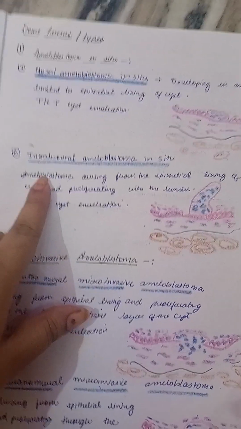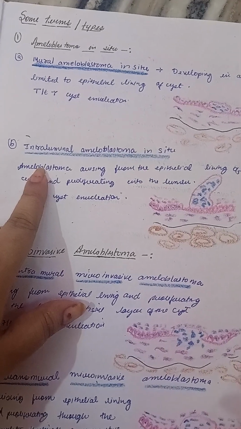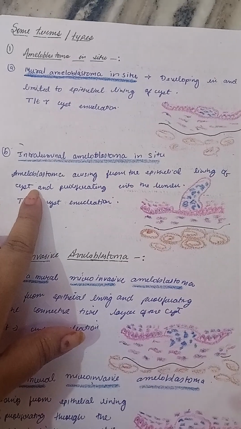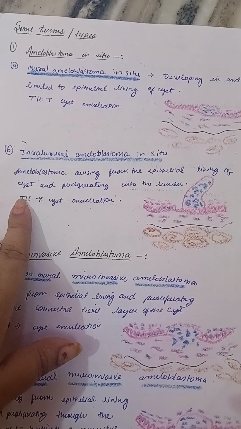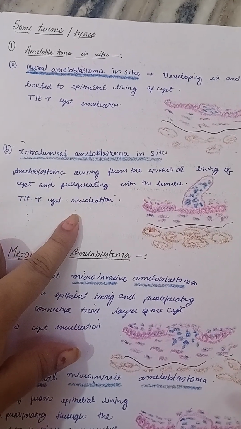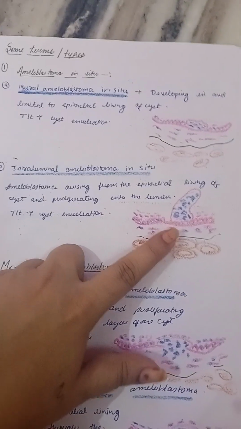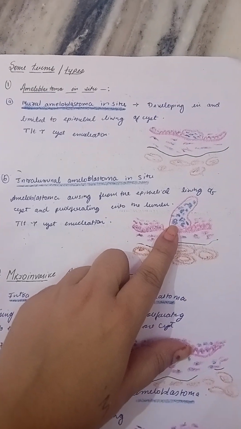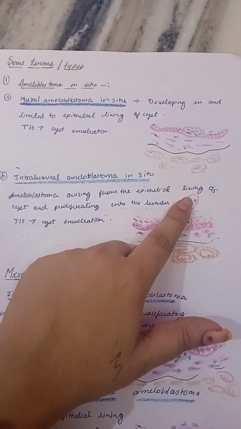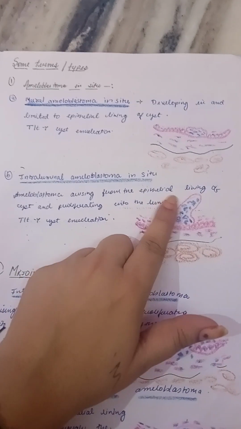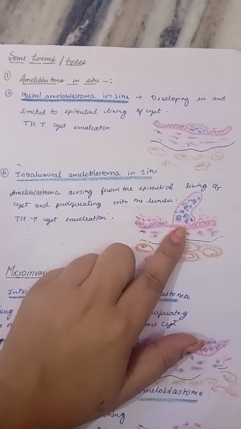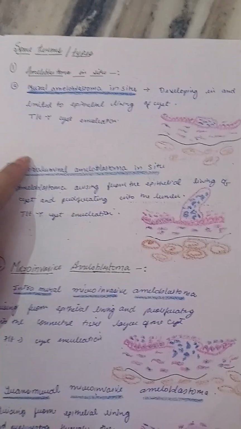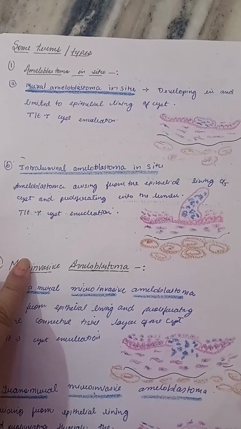Now, the second type of ameloblastoma in situ is intraluminal ameloblastoma in situ. In this, ameloblastoma arises from the epithelial lining of the cyst and proliferates into the lumen. It is arising from the epithelial lining and proliferating into the lumen. So this is intraluminal ameloblastoma, but both are in situ ameloblastoma and both are treated by cystic enucleation.